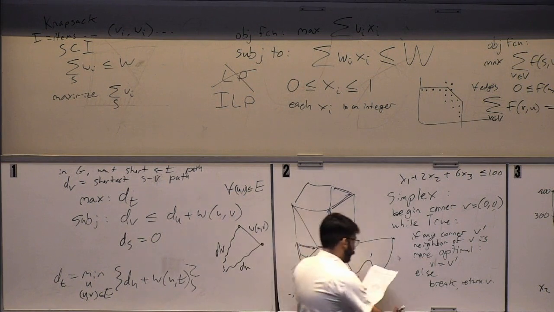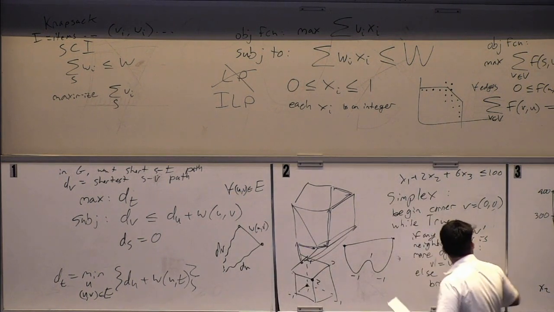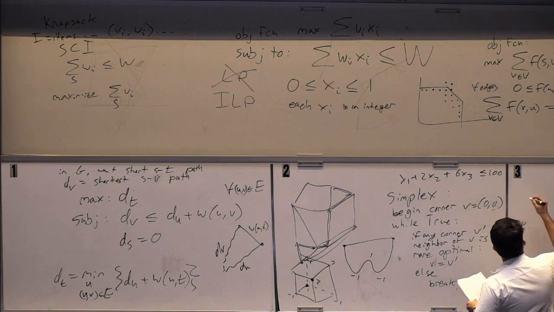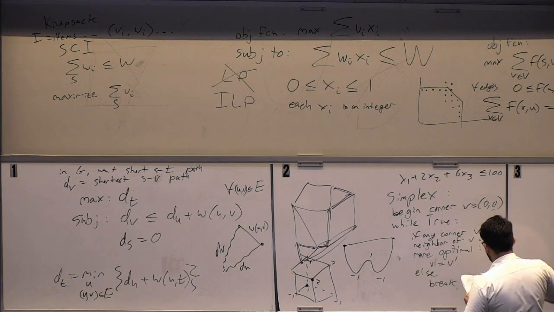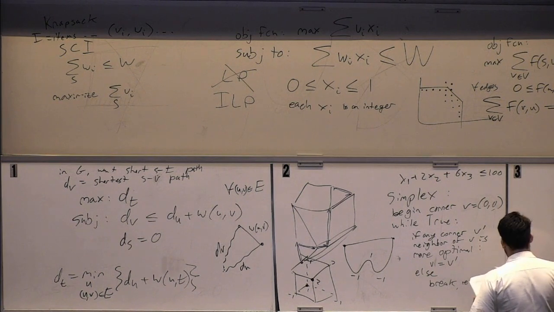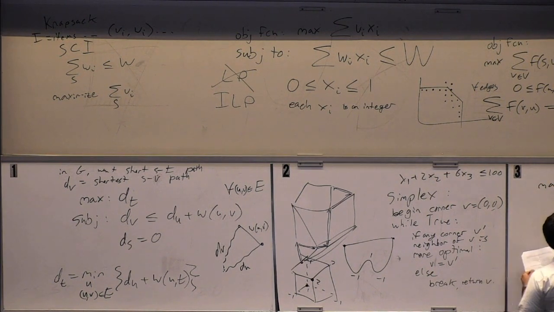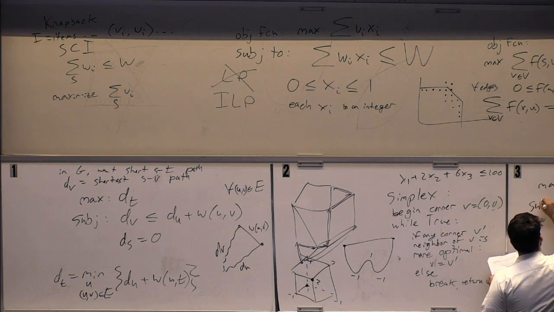All right. Let's do a quick example of running the simplex algorithm, quote unquote. We're not going to really run the simplex algorithm, but we're going to run it on a linear program. So suppose we have the following linear program. We want to maximize 2x1 plus 5x2 subject to the following constraints.